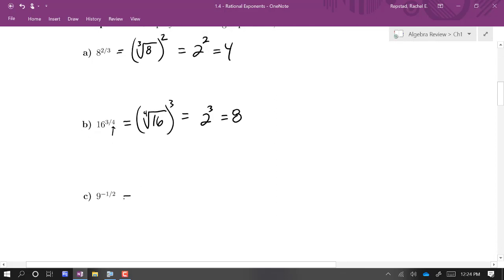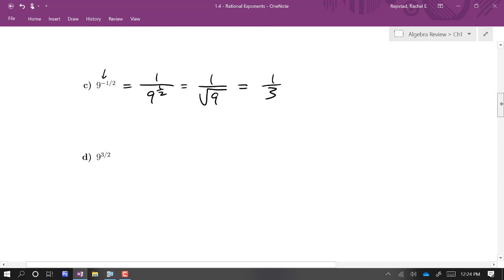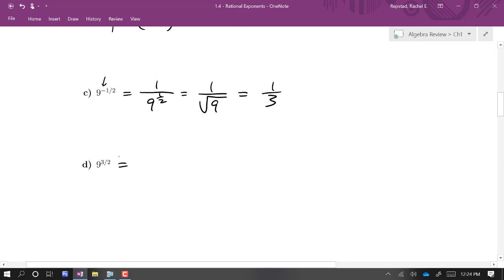9 to the negative 1/2 power. So, okay, we've got a negative power. So I'm going to apply that first. This is 1 over 9 to the 1/2 power. The 1/2 exponent corresponds to a square root, 1 over the square root of 9, and this gives me 1/3. Nine to the 3/2 power. Okay, 3/2 power, so we're going to take a square root and then cube that. The square root of 9 is 3. 3 cubed is 27. So 9 to the 3/2 power is equal to 27.